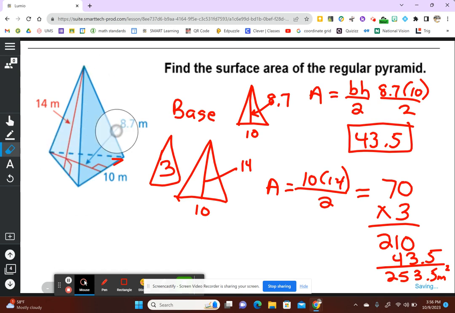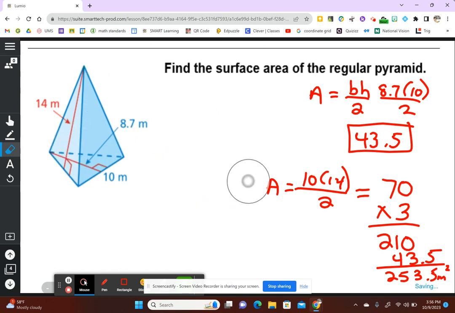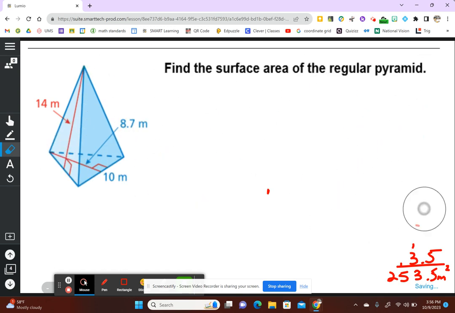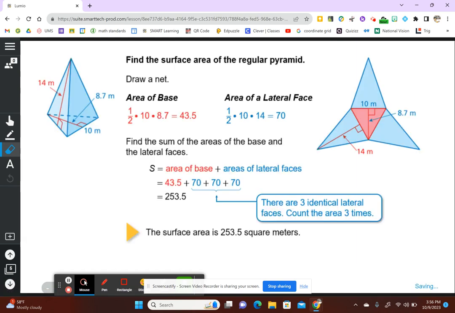Okay, so in this case, we do a base triangle and then we add 3 triangles from the sides. And we had the base was 43.5, 70 times 3 is 210, and we get a total area of 253.5.